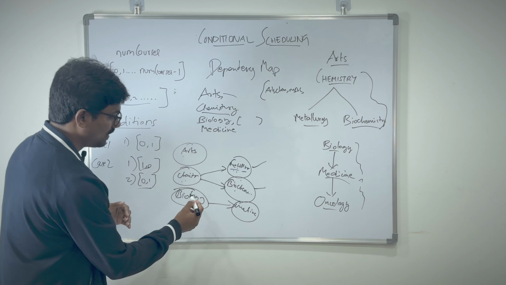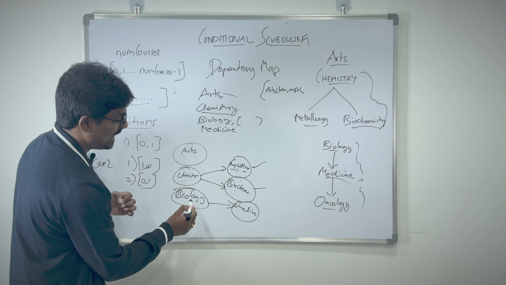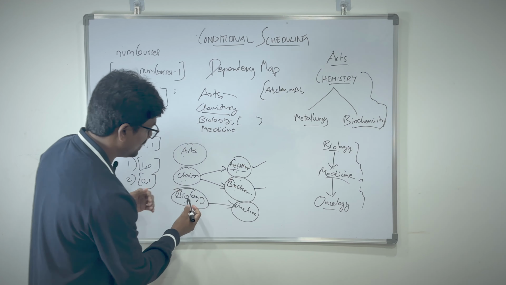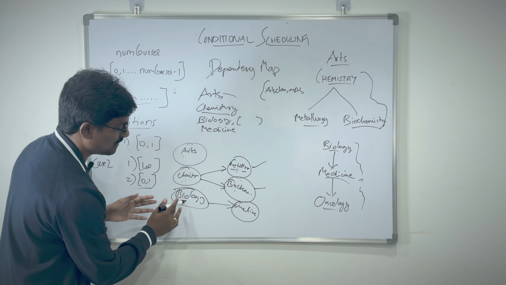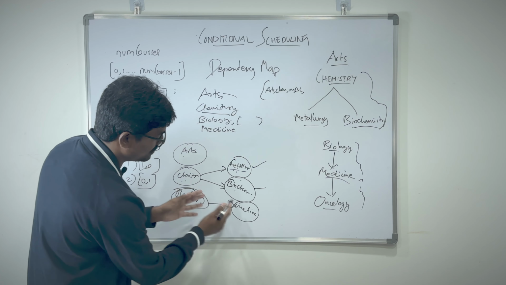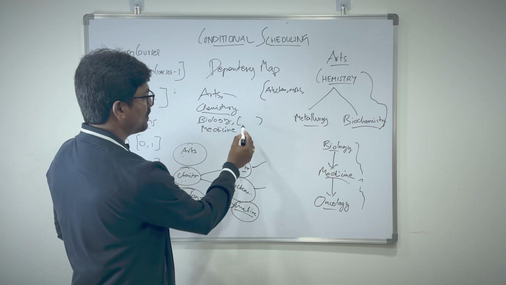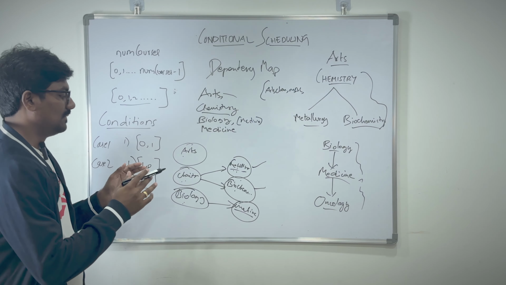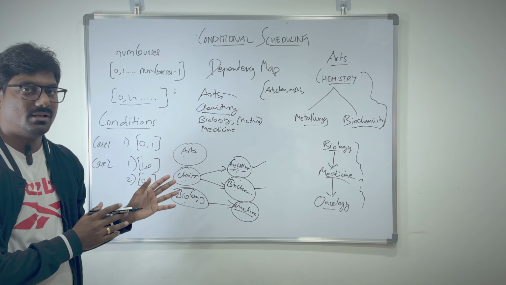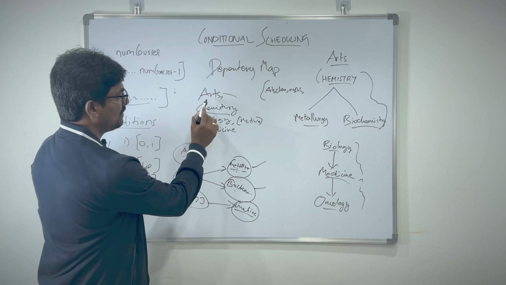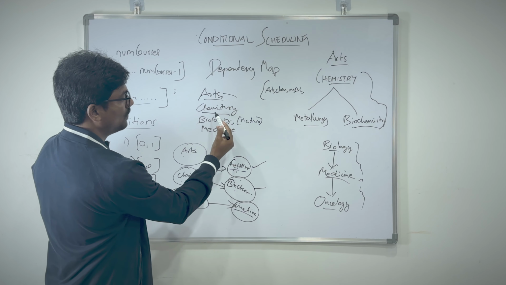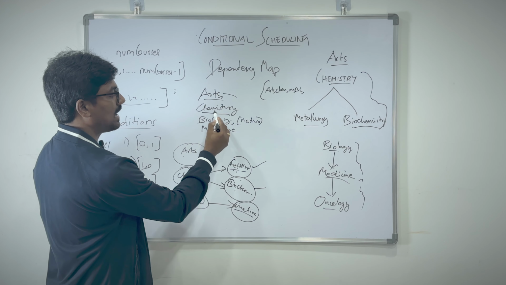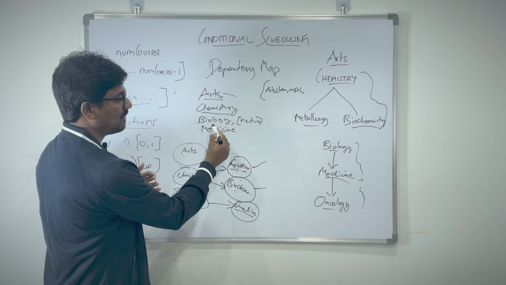Now you are coming to biology, and once you come to biology, you mark it as visited, and you just go to medicine, because that's the only course which you have here. But one thing which you have to keep in mind is, after I'm done with arts, I move to chemistry, and once I'm done with chemistry, I move to biology, right?